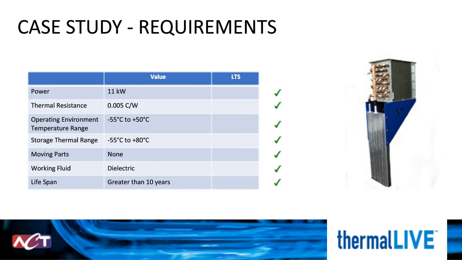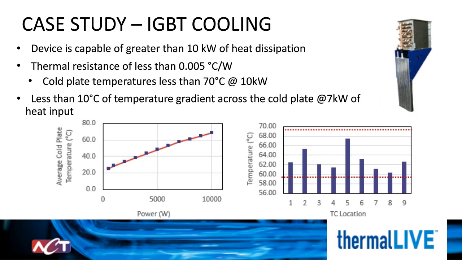The case study focused on an IGBT device that was capable of generating greater than 10 kilowatts of waste heat with a high heat flux. The study was set to hold the system below 70 degrees Celsius at that 10 kilowatt range.